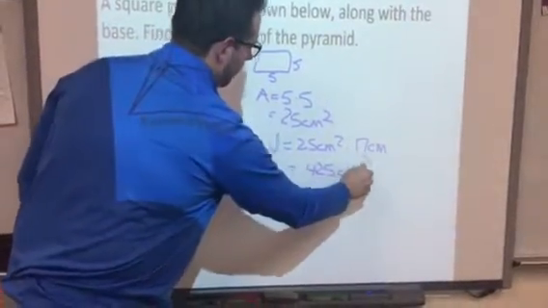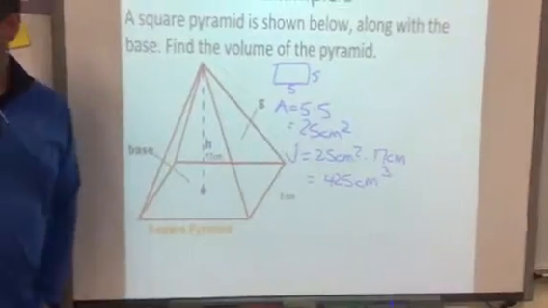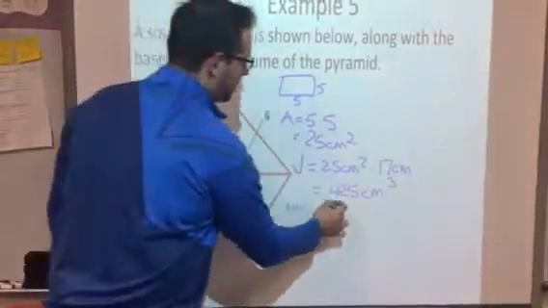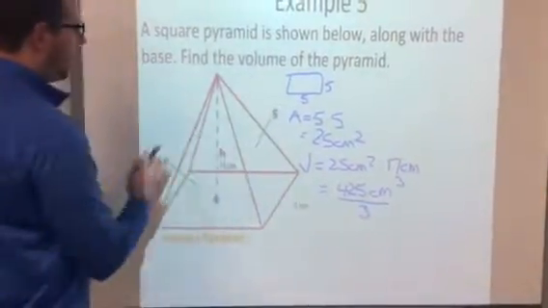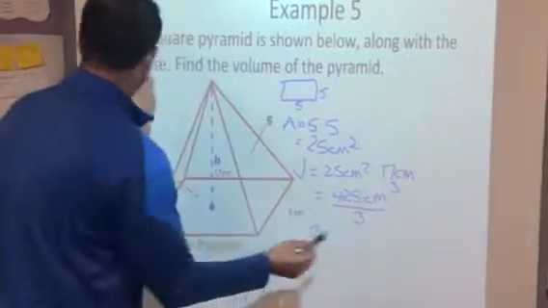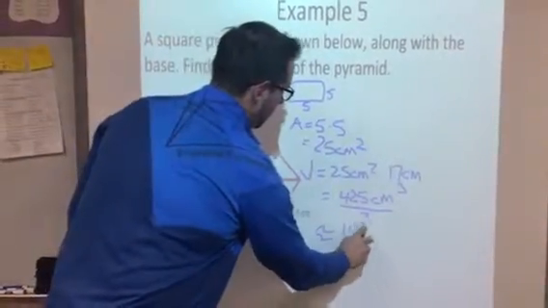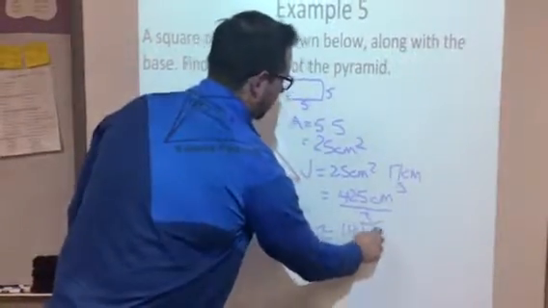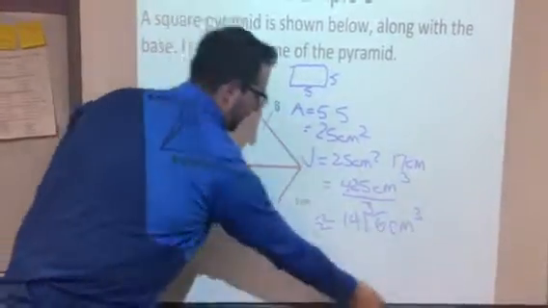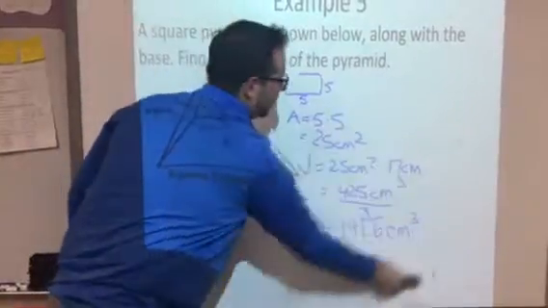That is going to equal approximately 425 centimeters cubed. Now, we're not done because, just like we did with the example with the salt, we have to divide this by 3 because it's only 1/3 of a cube. When we divide that by 3, we get approximately 141.6, with the 6 repeating, centimeters cubed. Now try the example in your notes.